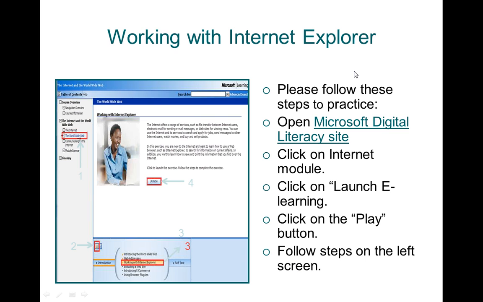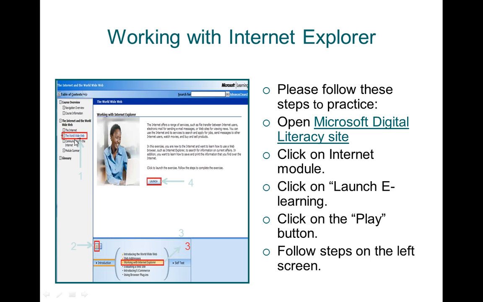This is how to work with the Internet Explorer. This says please follow these steps to practice. First of all, you have to open the Microsoft Digital Literacy site. You will type Microsoft Digital Literacy site. Click on the Internet module. This is the Internet module. Click on the Launch e-learning. This is the Launch e-learning. Click on the Play button. Follow these steps on the left screen.